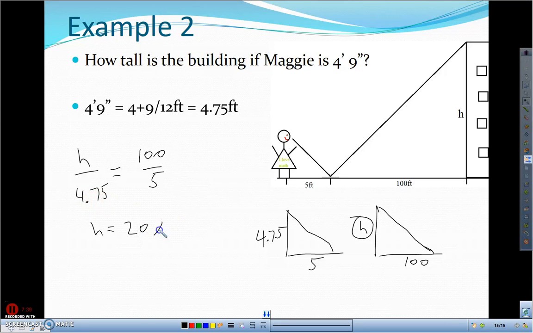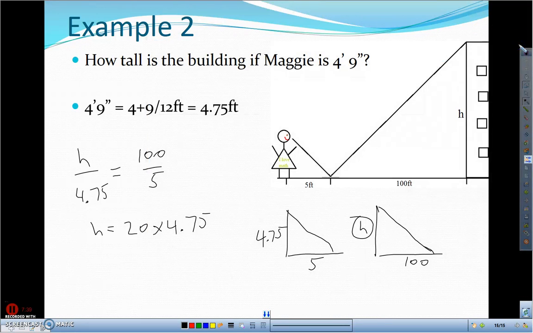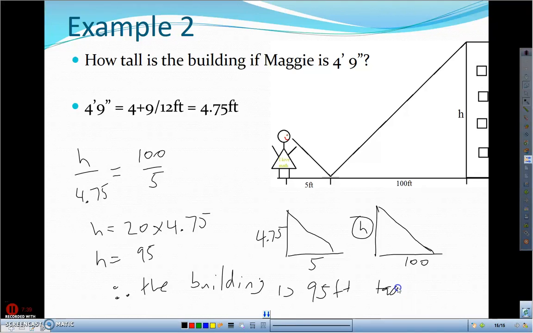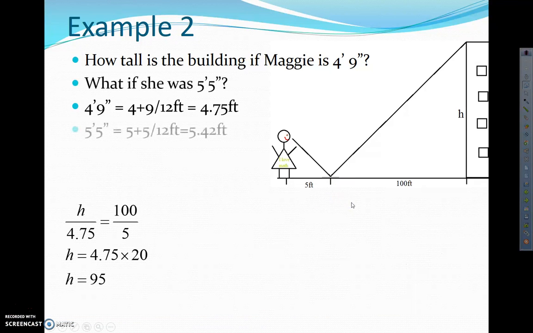And that times 4.75, just doing two steps in one. Get out my trusty calculator. 20 times 4.75 is 95. So it tells me that the building is going to be 95 feet tall. Therefore, the building is 95 feet tall. A final statement. Horrible writing, but it works. Alright, that's what we got here too. Yay!